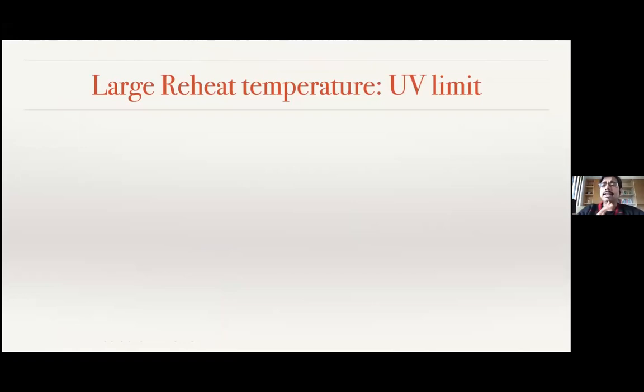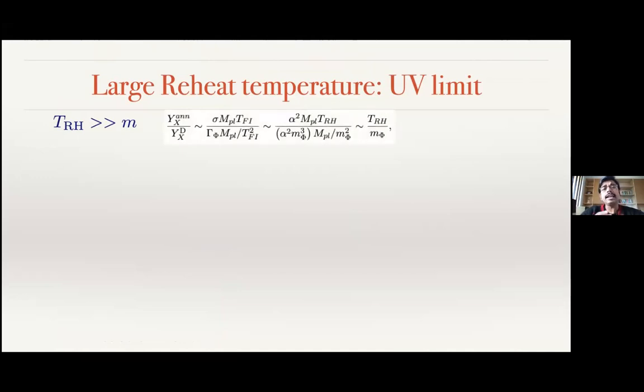Now, interestingly, there are two basic limits of the phenomenology that we see. One is the large reheat temperature. This is the temperature from which the production starts happening, called the reheat temperature. If it is much, much larger than the mass of phi, then the annihilation versus decay contribution will be roughly of the order of T reheat by the mass of phi. So the annihilation contribution dominates over the decay contribution in this limit, and the final yield that you build will be proportional to the reheat temperature.